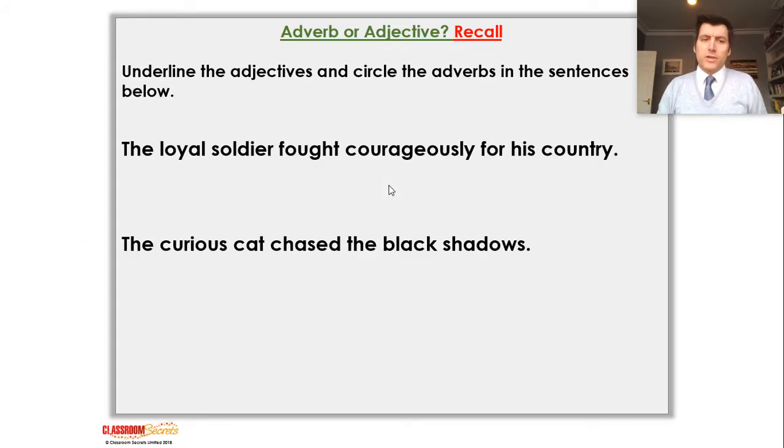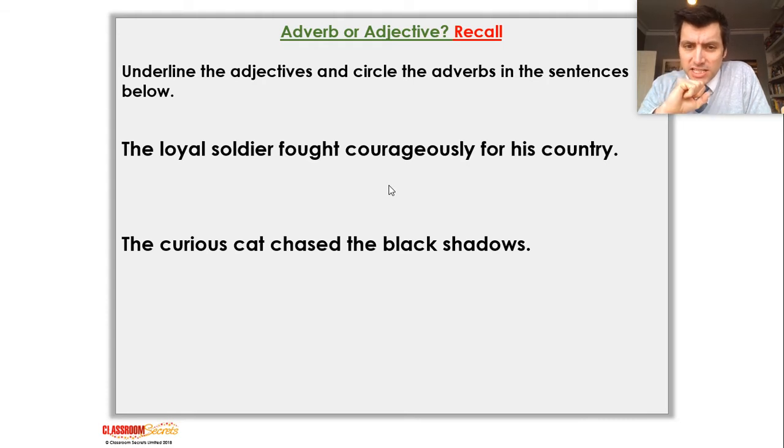Okay, guys, just a bit of recall here. Adverb or adjective. Okay, so what we're going to think about is which adjective and adverb are in these sentences. So the loyal soldier fought courageously for his country. Sometimes a clue, and it's not carte blanche, it's not always the truth, but sometimes a clue is that ly suffix. I'm thinking courageously might be an adverb. I can see my noun there is soldier, so I'm thinking that the word that precedes the noun might be the adjective, so I'm thinking loyal maybe.